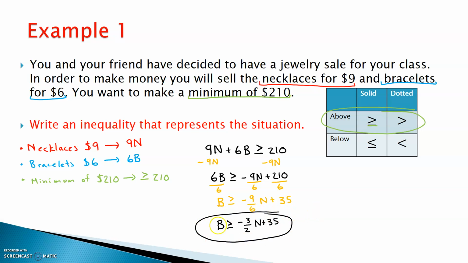If you're uncomfortable seeing b and n, you can still use y and x. It's still representing the same thing, just different variables, right? Because b stands for bracelets, n stands for necklaces, excuse me. All right, so let's jump over to the next slide here. Let me clear my page.